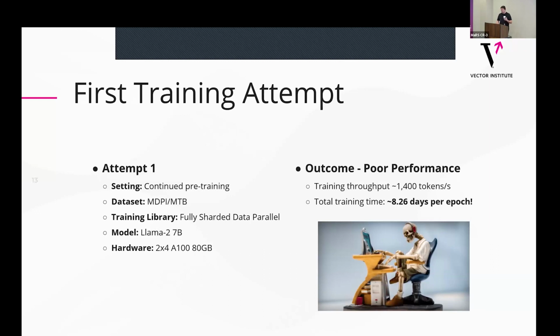How did it go? Really poorly. In terms of training throughput, 1,400 tokens per second. To contextualize that a little bit, given that billion token data set that we're operating with, we're now looking at over 8 days per epoch to train on that data set. So not great.